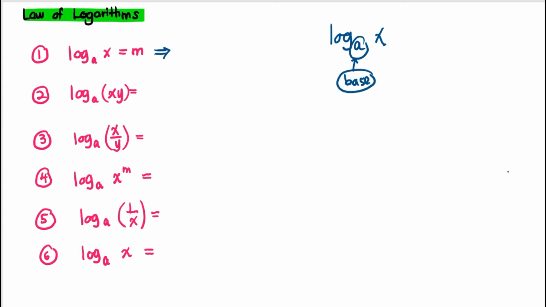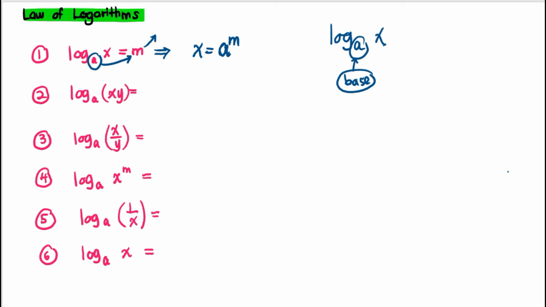Now, if we have log of x base a equal to m, then we can write x equal to a to the power of m. We just need to bring a, replace it at the place of m, and then bring m upwards. So you have a to the power of m, so x is equal to a to the power of m. That is the first rule.